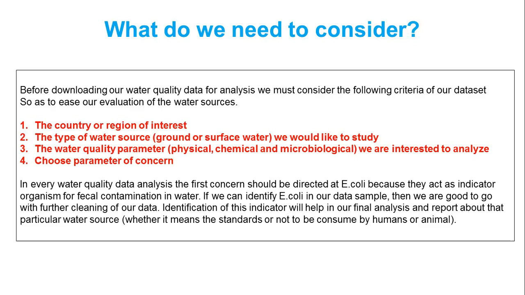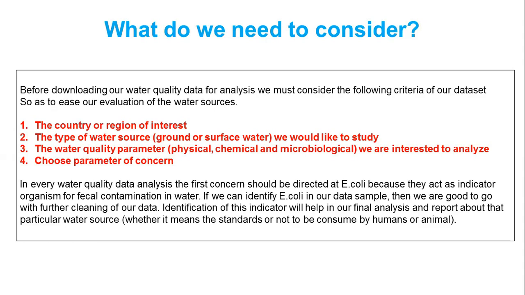Generally, in the main data which we are going to get for practice, we are going to have a lot of database information, a lot of data sets. This is very complicated, in that you cannot analyze everything. There are many parameters, as in many. So we are just going to be concerned with a few parameters. But the first concern in every water quality data analysis should be directed at E. coli, because it acts as an indicator organism for fecal contamination in water.